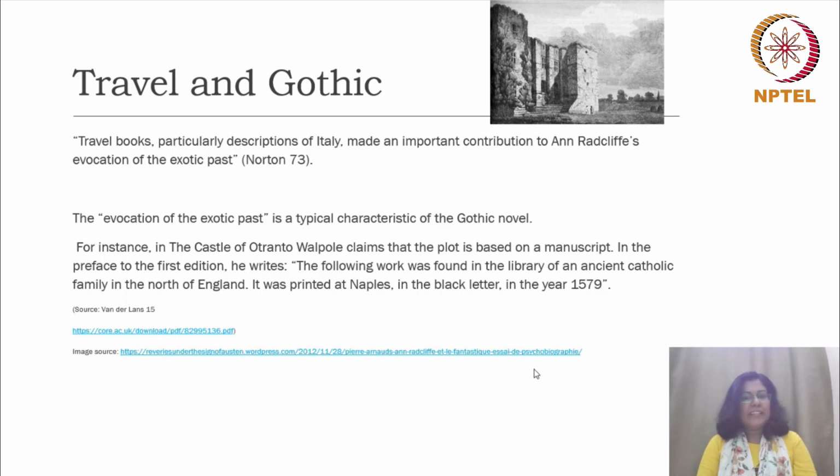Apparently this book was printed in Naples in black letter in the year 1579. So not printed in Great Britain, and also not printed in contemporary time, but in the 16th century. So distancing physically and temporally has a particular significance in terms of the Gothic novel, and that seems to indicate both an exoticization on the part of the writer and also an evocation of the primitive past of Great Britain.